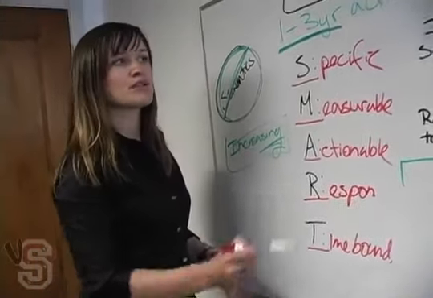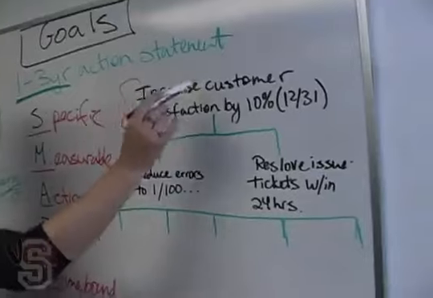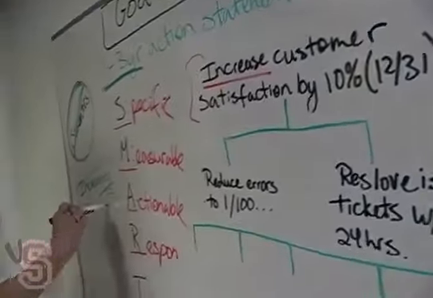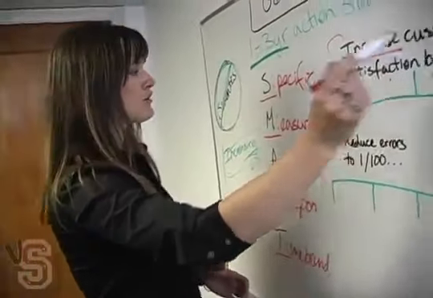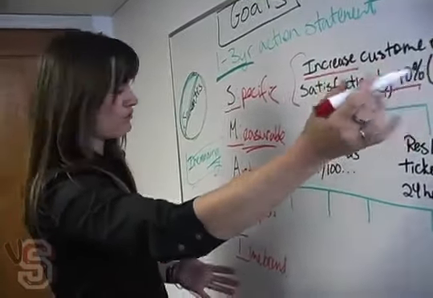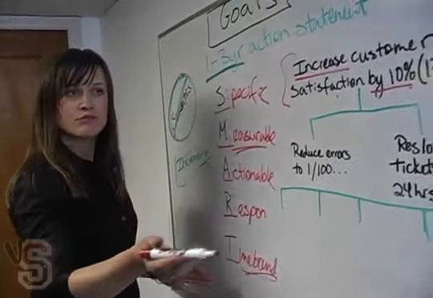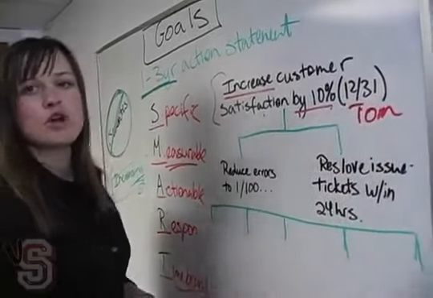Let's look at some examples. Let's look at this example specifically. Okay, so we have this goal here, increase customer satisfaction. So increase, there's my handy dandy little verb. We want to increase customer satisfaction by, here's our measurable, 10% by when? I said 12/31. Okay, so there's my time bound. And if I were doing this for an organization, I would put someone's name next to it, such as Tom.